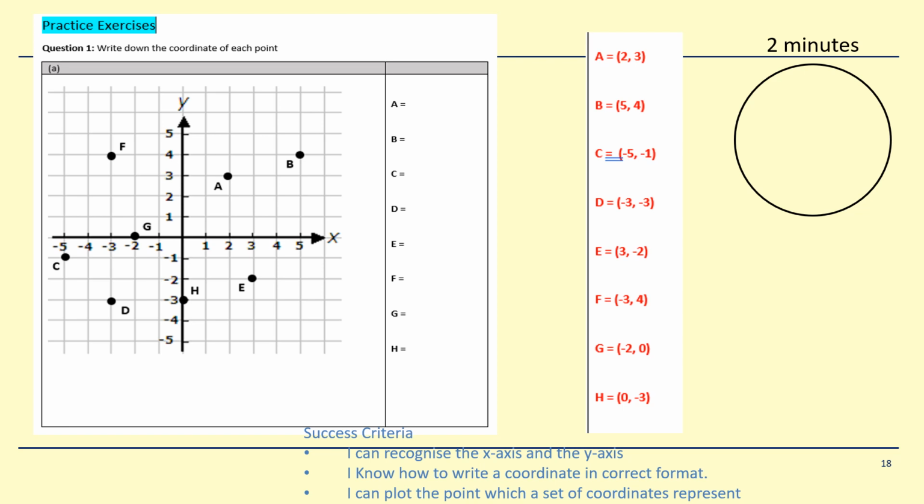Okay, so give yourself a score out of 8, and then you can write that in your email to your teacher. So out of 8 for this task. Okay, next task.